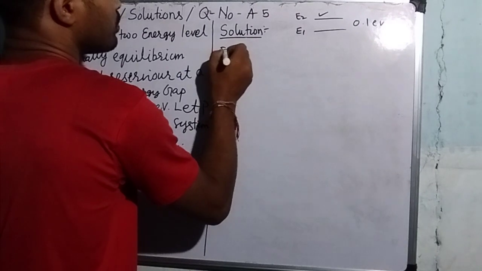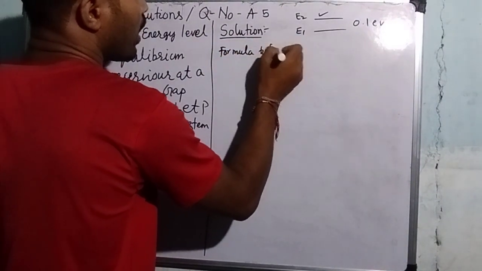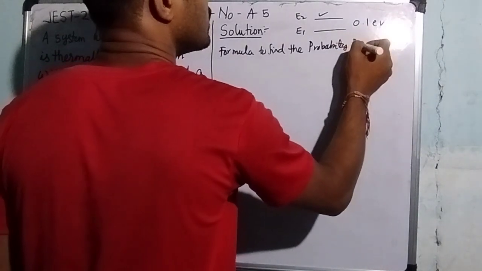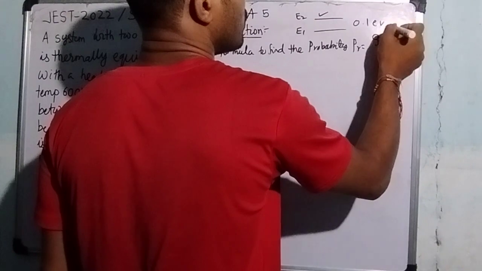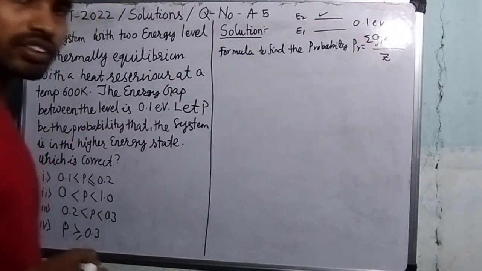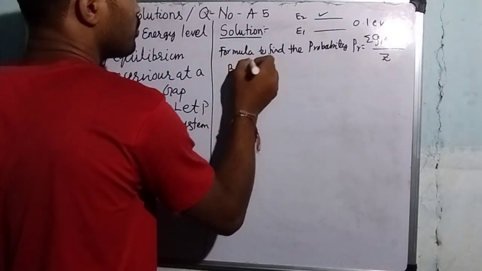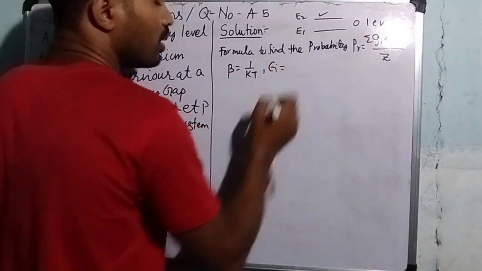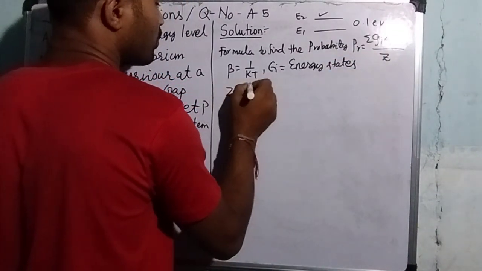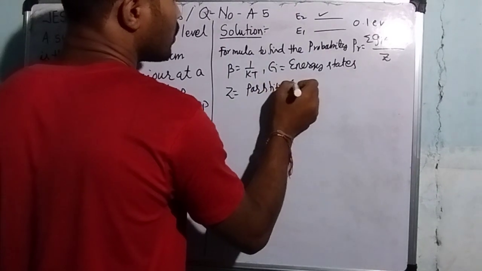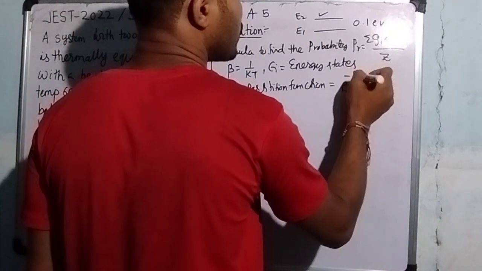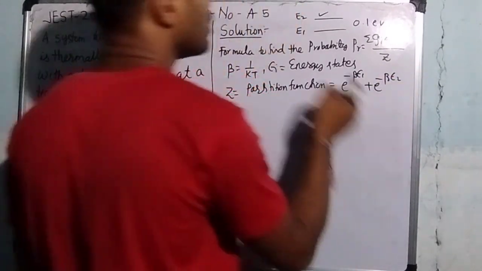As we know, the formula to find the probability is P_r equal to g_i e to the power minus beta epsilon_i divided by Z, where g_i is the degeneracy, beta is the inverse temperature 1 by kT, and epsilon_i is the energy state, and Z is the partition function, which is equal to e to the minus beta epsilon_1 plus e to the minus beta epsilon_2. Here epsilon is the energy states.